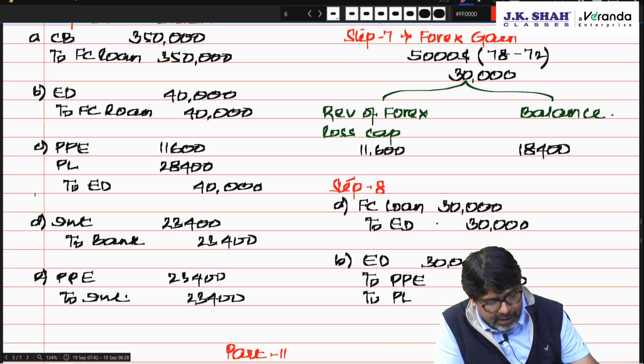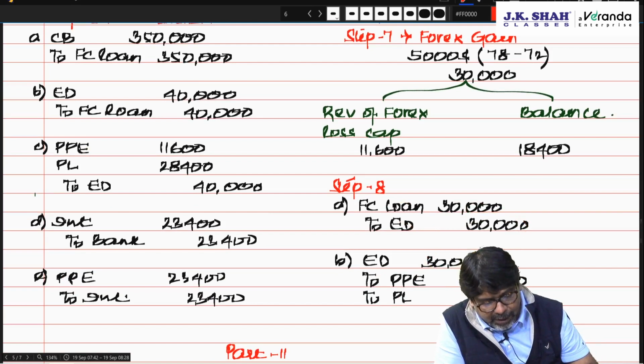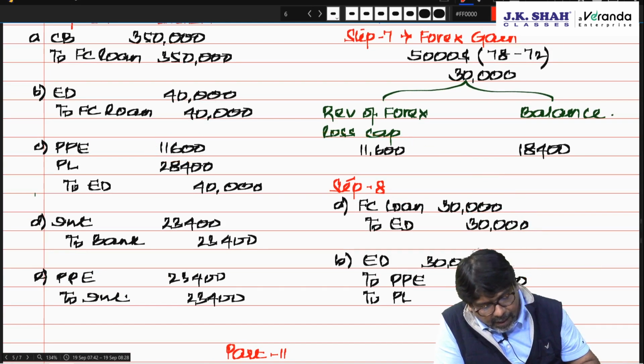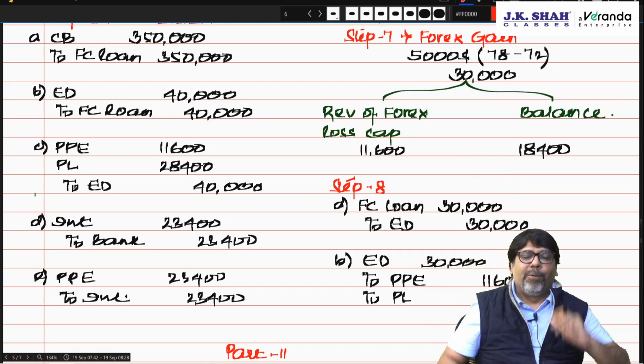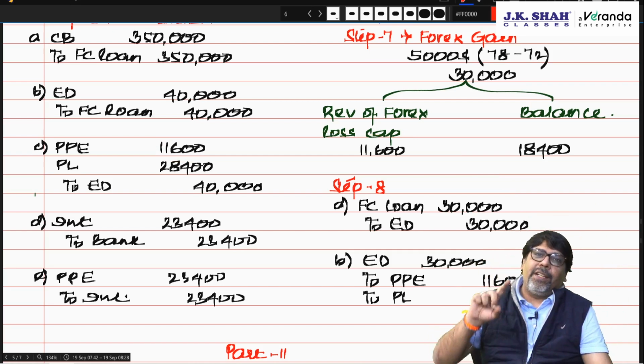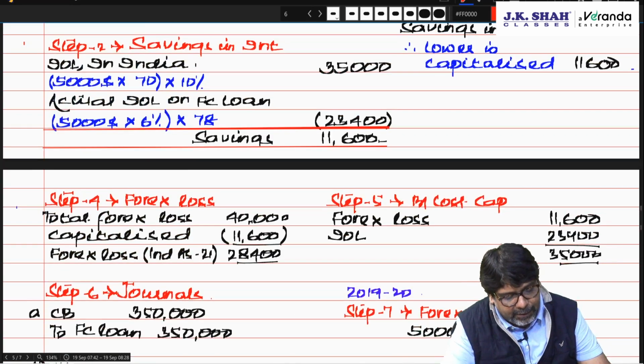Now check. Foreign currency loan exchange difference is 30,000. Out of this 30,000, you had earlier capitalized 11,600, which is reversed, and the balance will go to P&L. So whatever you had capitalized can be reversed in future if there is a forex gain. Correct? Yes? No?